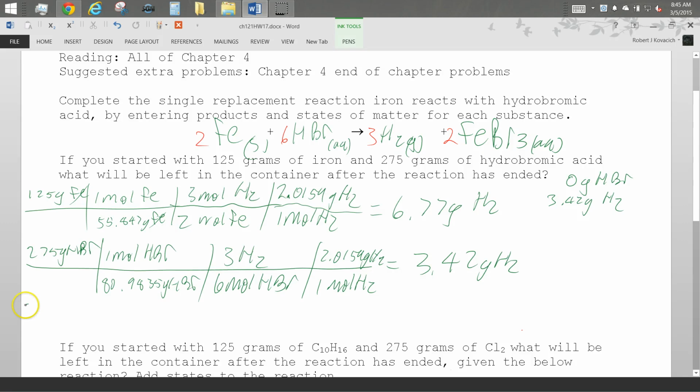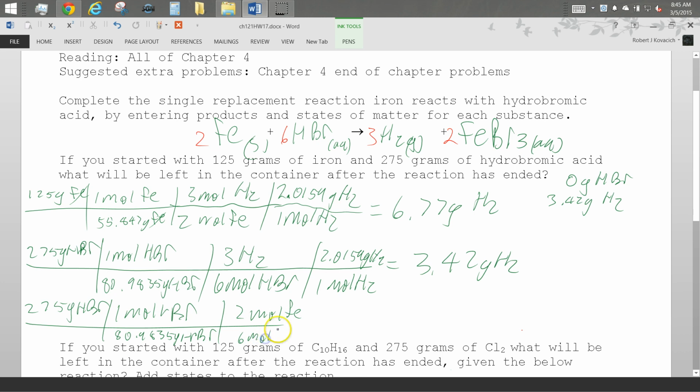So if I start off with my 275 grams of HBr, 1 mole HBr, 80.9835 grams HBr, 2 mole iron to 6 mole HBr. And then for every 1 mole of iron, it's 55.847 grams of iron.